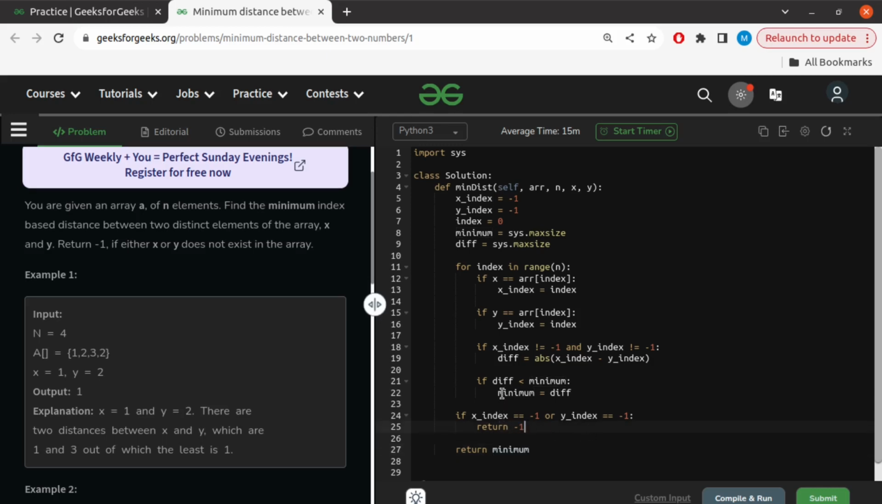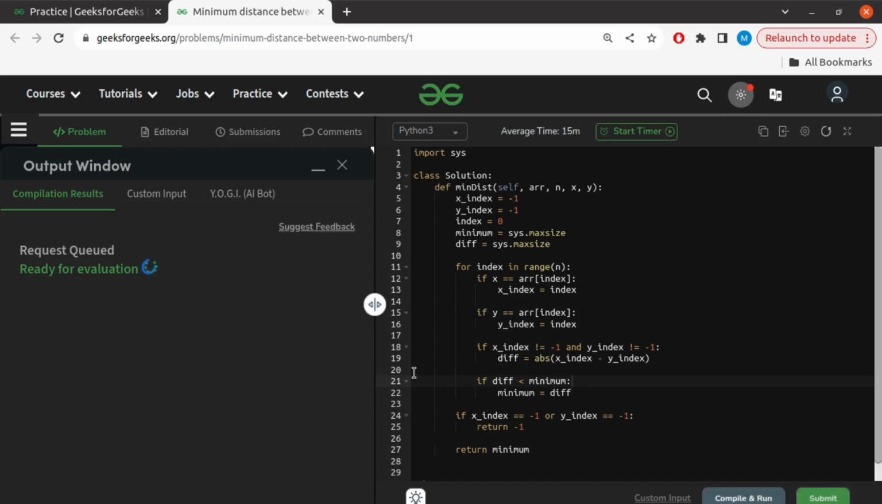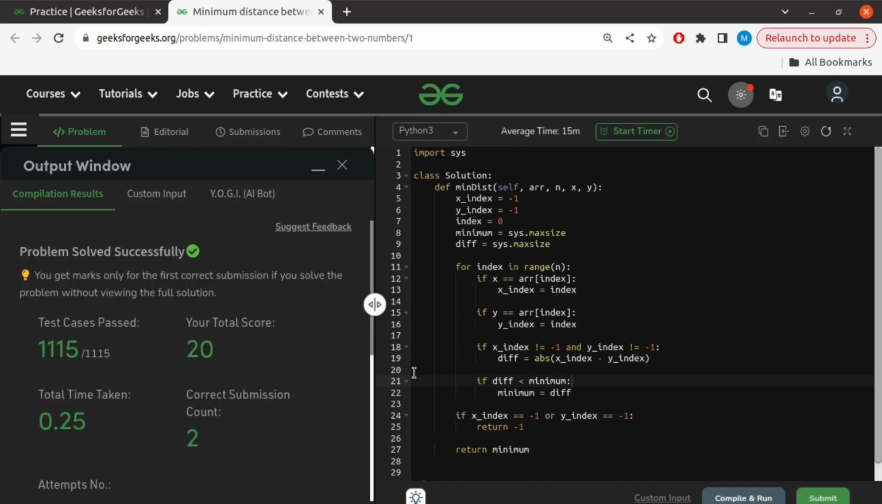Okay. And then there is one more case: if either x or y is unknown or does not occur in the array, then we have to return -1 as per the question. So that is what we are doing. So if you see this, return -1 if either x or y does not exist in the array. So that's about the coding aspect. Now let us submit this solution. Okay, so the solution got accepted, and that's about it.